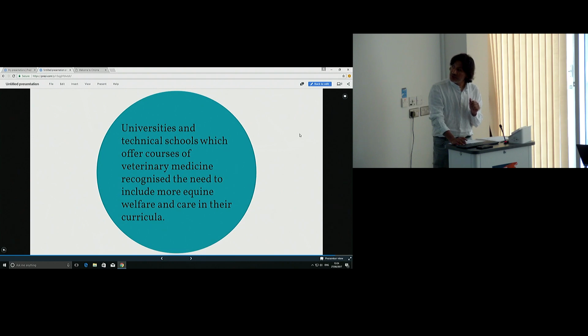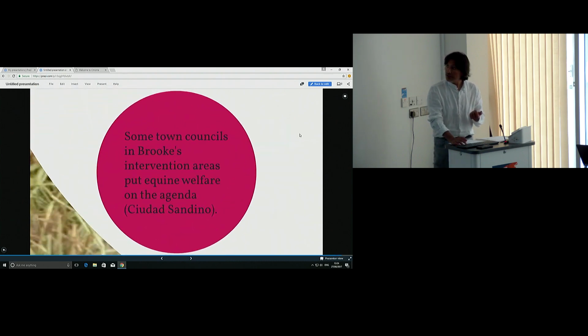Universities and technical schools which offer courses in veterinary medicine recognized the need to include more equine welfare care in the curriculum. According to the evaluator, when they went to visit, they were really happy and really engaged with the team. Some town councils in Brooke intervention areas put equine welfare on the agenda, like Ciudad Sandino. That is the only example we have of good practice, and also learning, but maybe it's because it was a second phase.